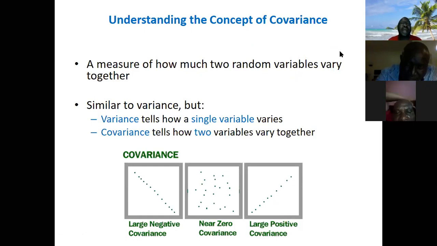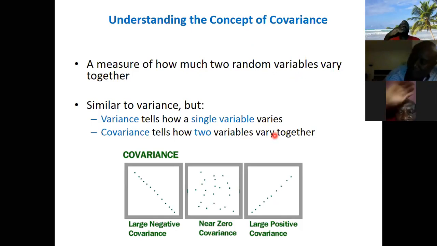So we want to quickly look at understanding the concept of covariance, because you're going to see that the origin of correlation is actually from covariance. To understand how people invented correlation, it's good to understand the concept of covariance, because correlation was invented from covariance. So a covariance is a measure of how much two random variables vary together.